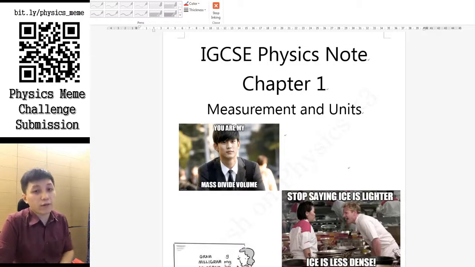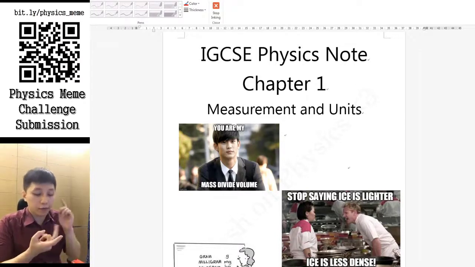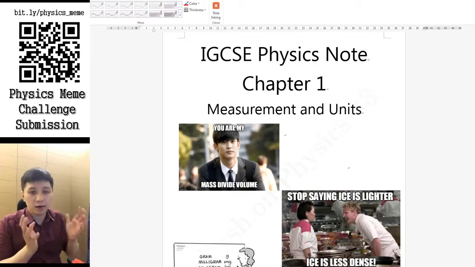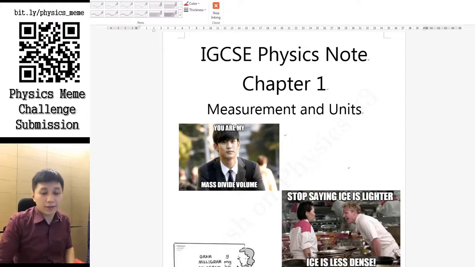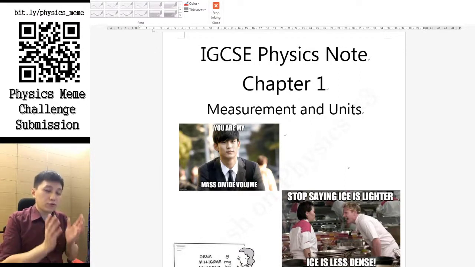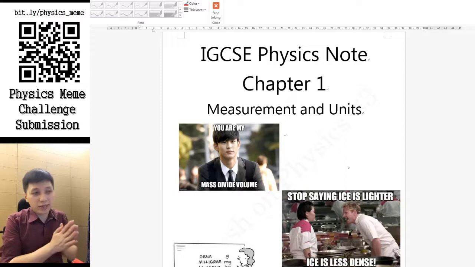So in this chapter we have learned about the prefix first of all, and then we learned about the measurement for the length, for the time, for the mass briefly, and also for the volume, and we also talked about the idea of density.